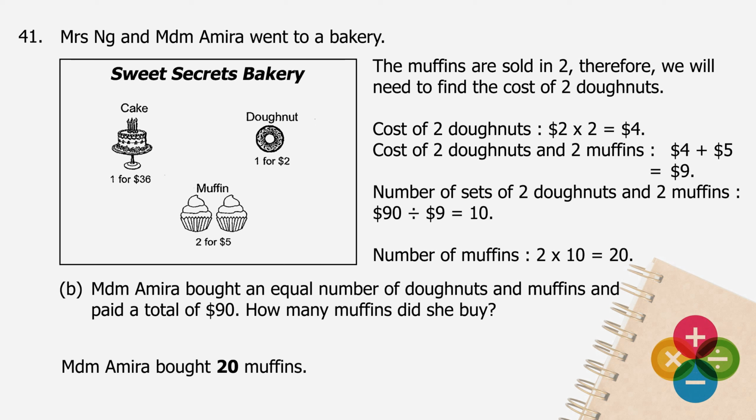The cost of 2 donuts will be, multiply $2 by 2, and the product is $4. The cost of 2 donuts and 2 muffins will be, add $4 to $5, and the sum is $9. The number of sets of 2 donuts and 2 muffins will be, divide $90 by $9, and the quotient is 10. The number of muffins will be, multiply 2 by 10, and the product is 20. B. Madam Amira bought 20 muffins.